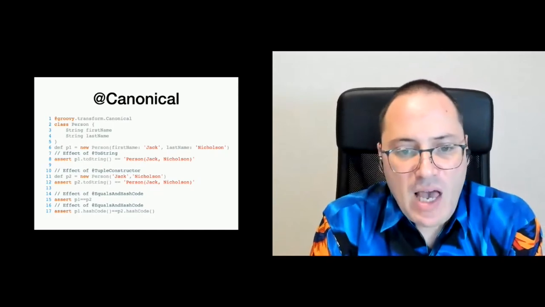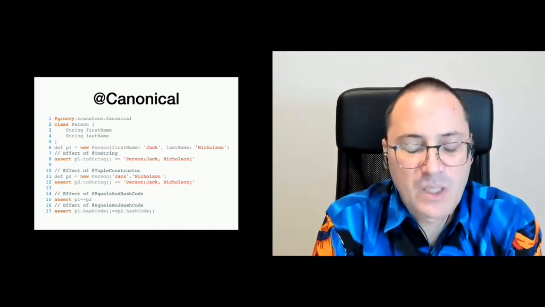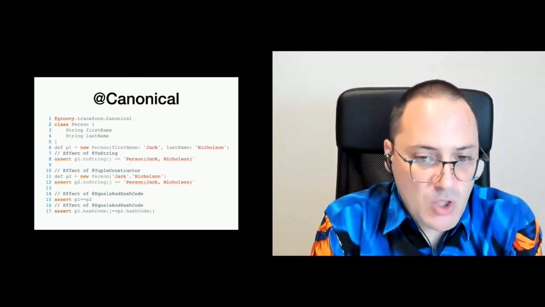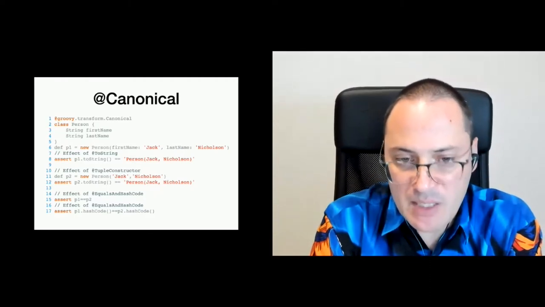We can also have different types of constructors. We can pass the arguments in the order of their definition for the properties, so name and last name first. Or we can use the map constructor. And we can also get equals and hashCode automatically implemented. Now, the advantage of this transformation is that it follows the guidelines from Josh Bloch's Effective Java.